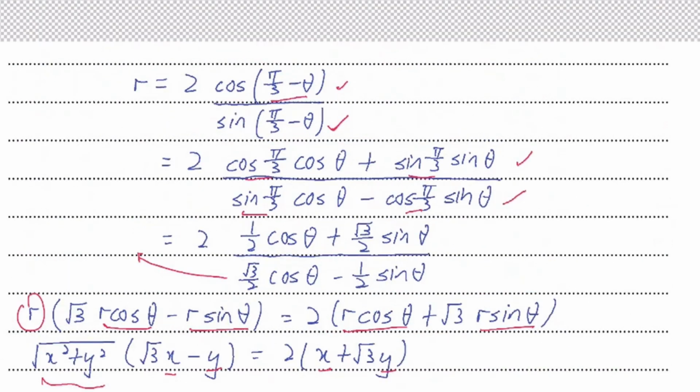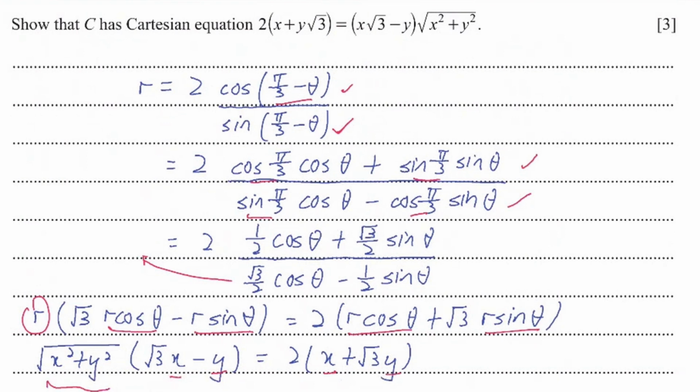So that is what we need to do here for the 3 marks. The aim is to change everything to something that has only r cos theta and r sin theta.